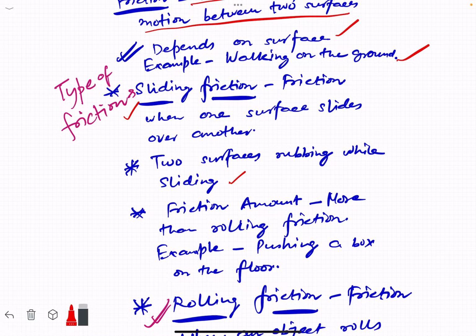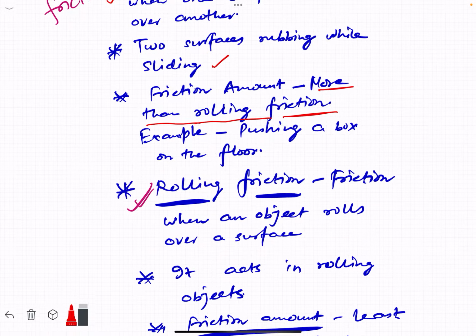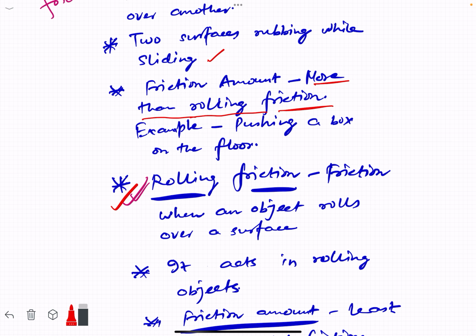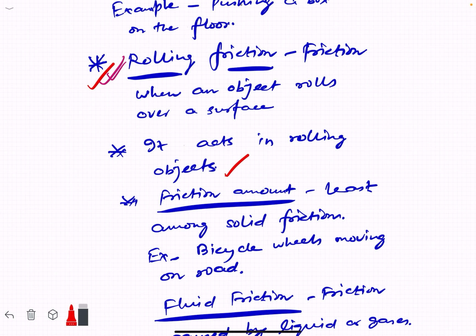Friction amount, it is more than rolling friction. Sliding friction is more than rolling friction. Example, pushing a box on the floor. Second is rolling friction. Friction when an object rolls over a surface. It acts in rolling objects, and in this friction the amount is least among solid frictions.